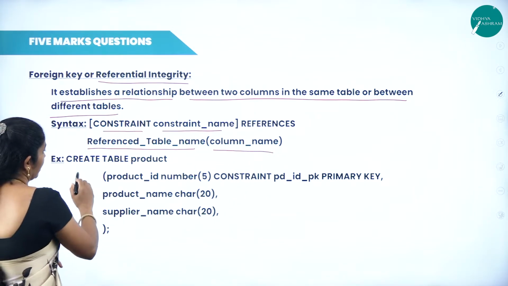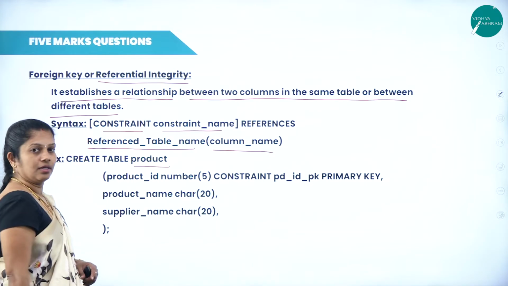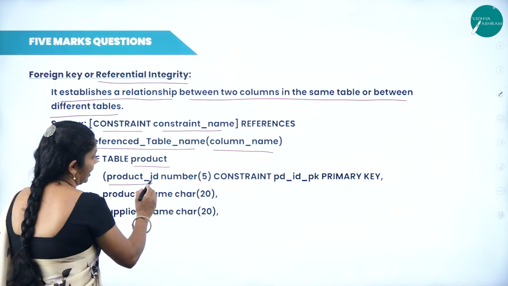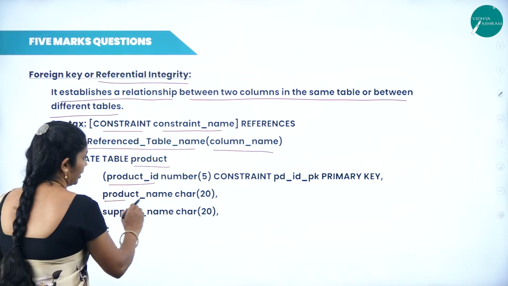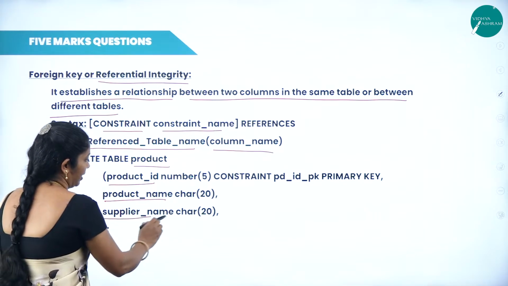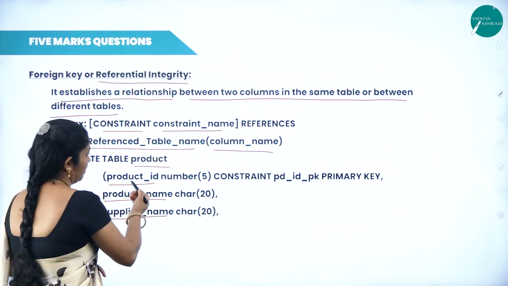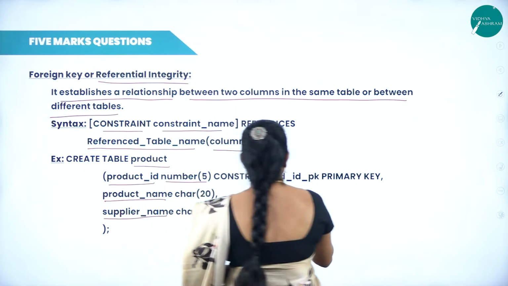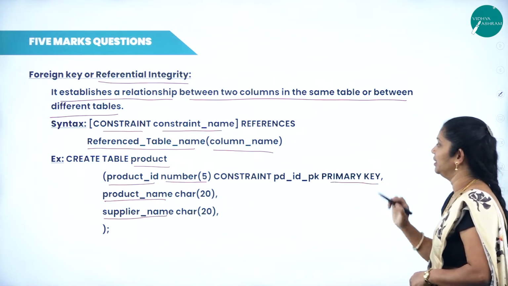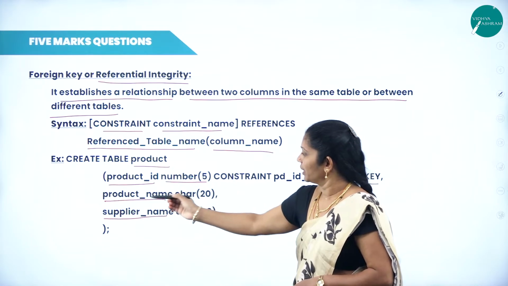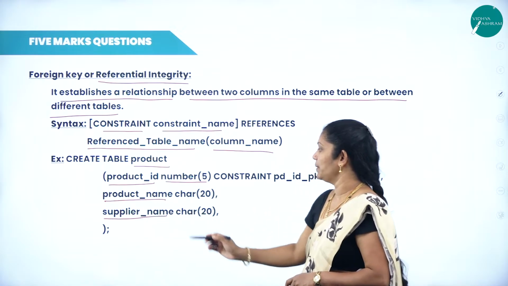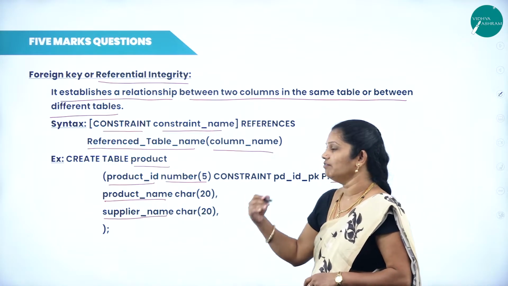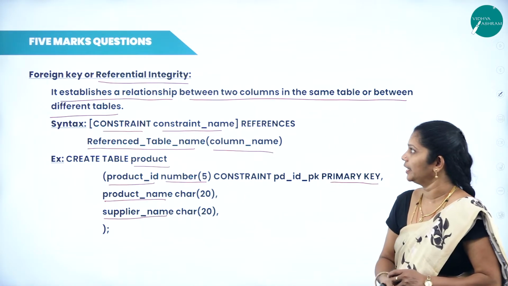If you observe here, create table product. That is the table name, given here as product. Under that, product ID is one attribute, product name is another attribute, and supplier name is another attribute. For the first one, we have given number format 5 and a constraint, that is product ID is the primary key here. Product name is character format, and supplier name we are also going to consider character format. Inside the bracket we have written 20. It means for a name, maximum 20 characters it can take.